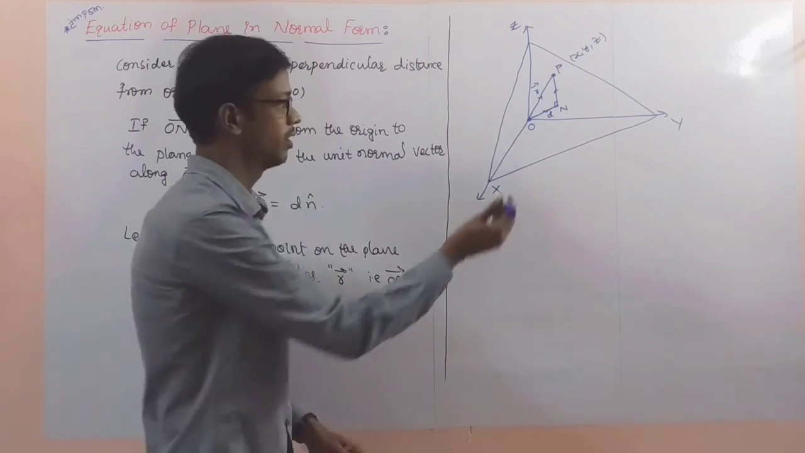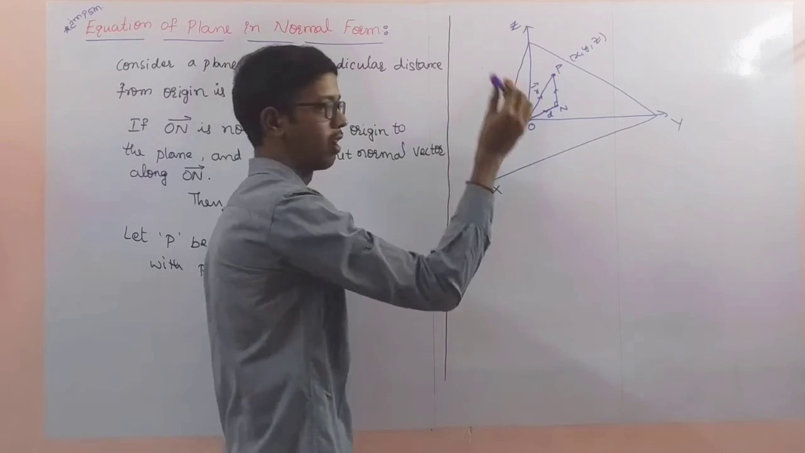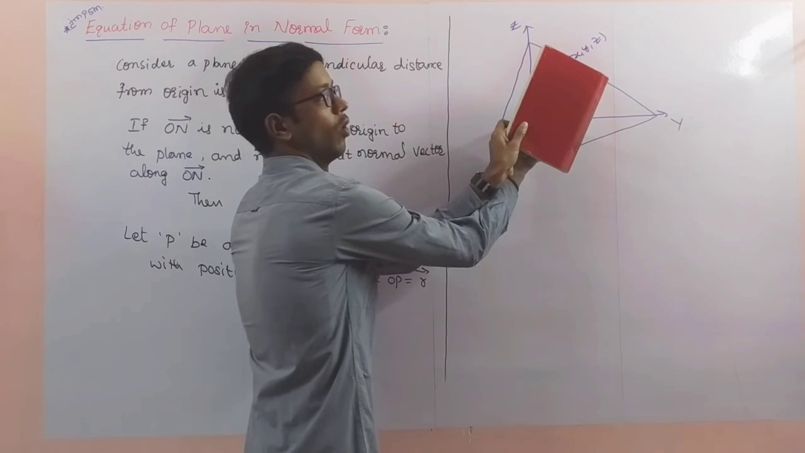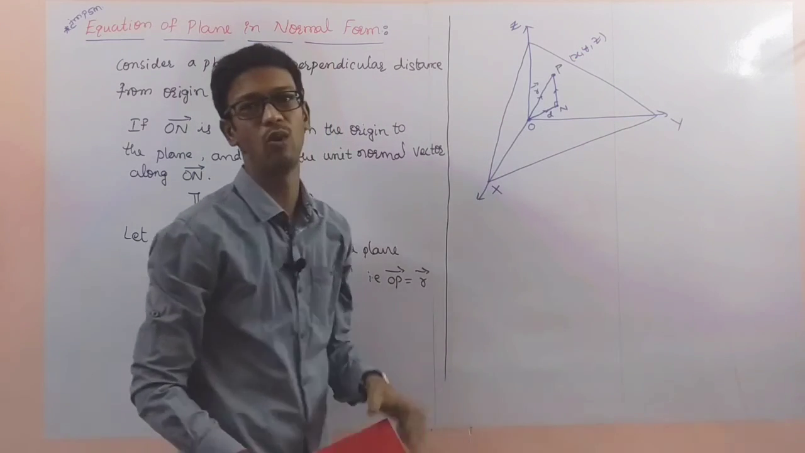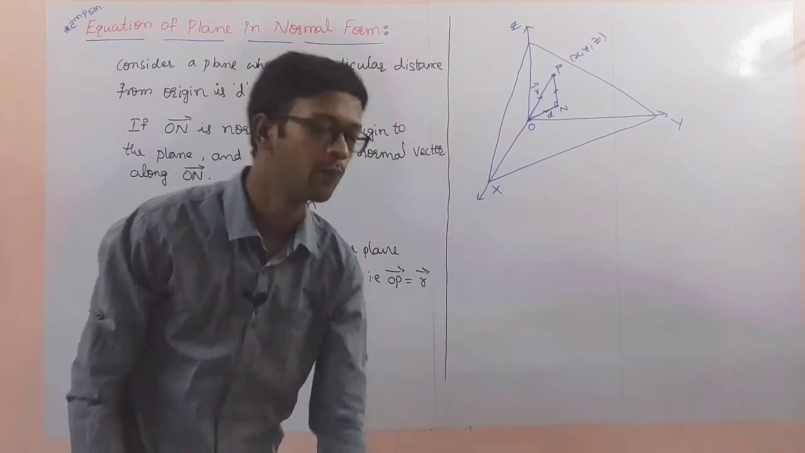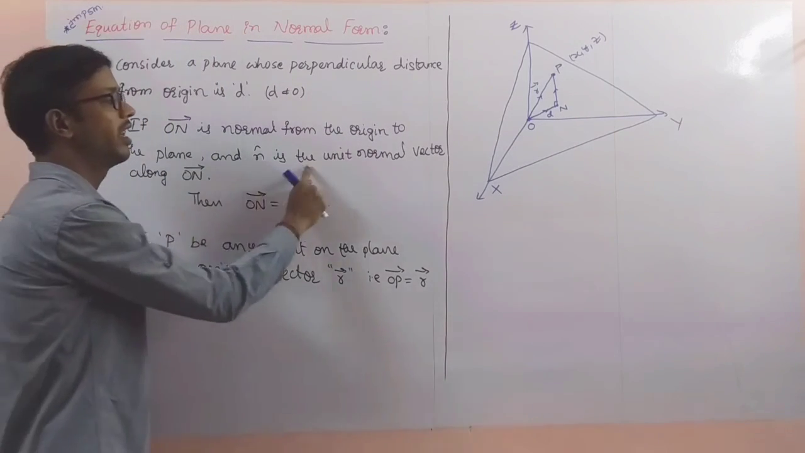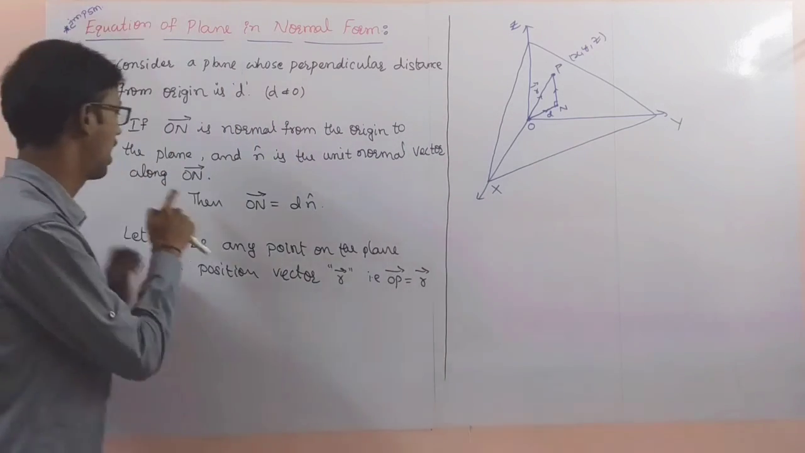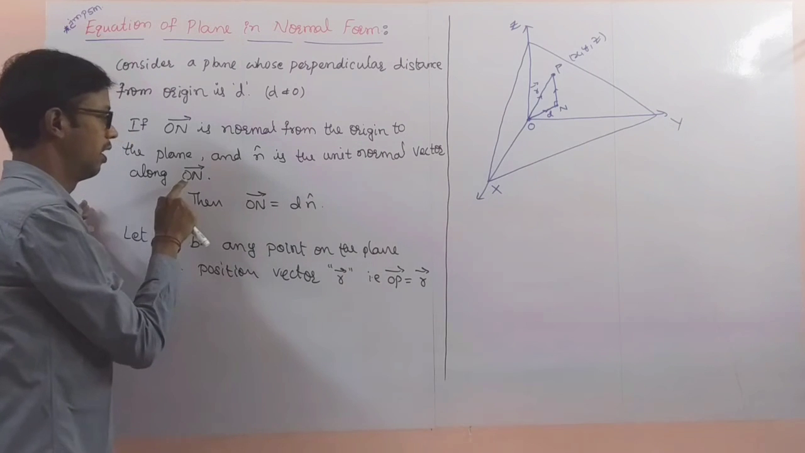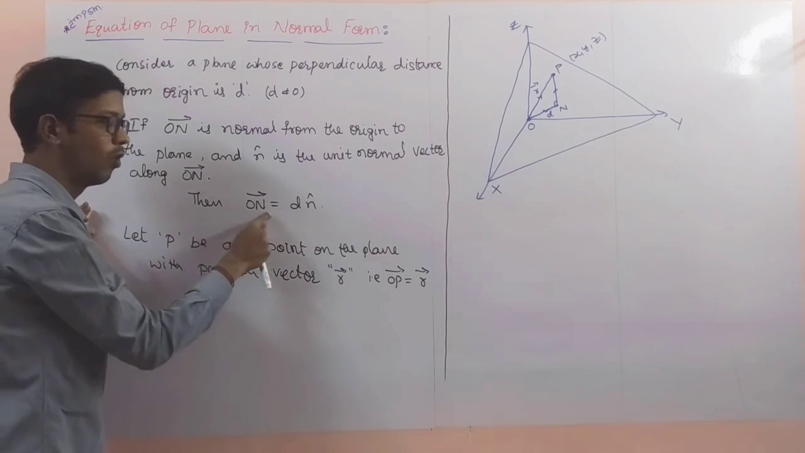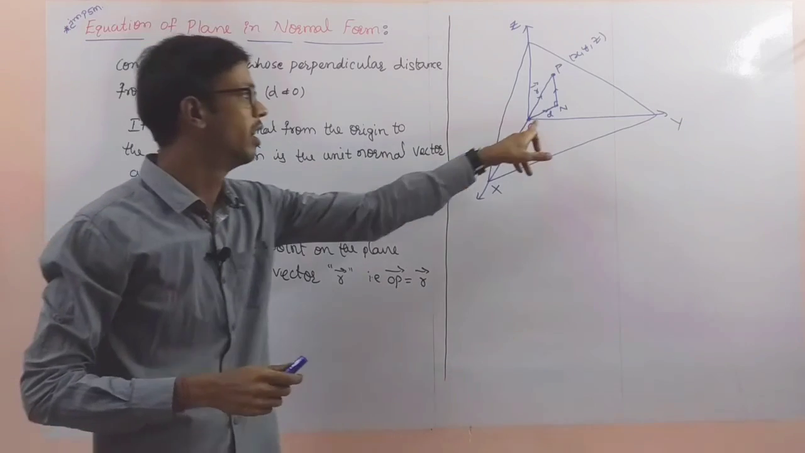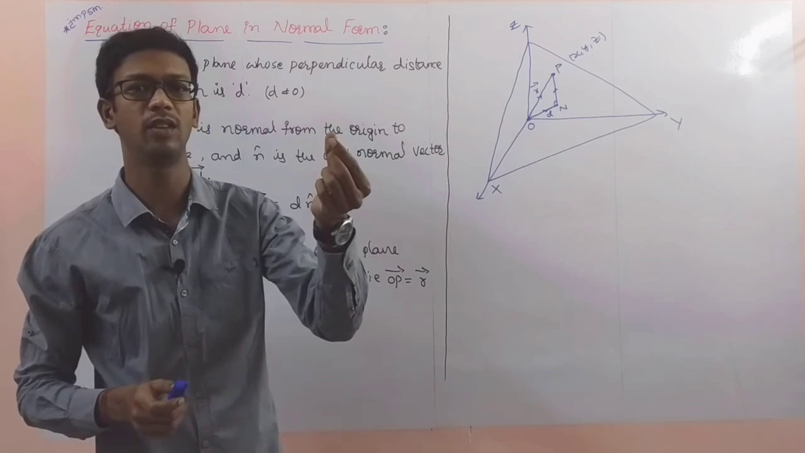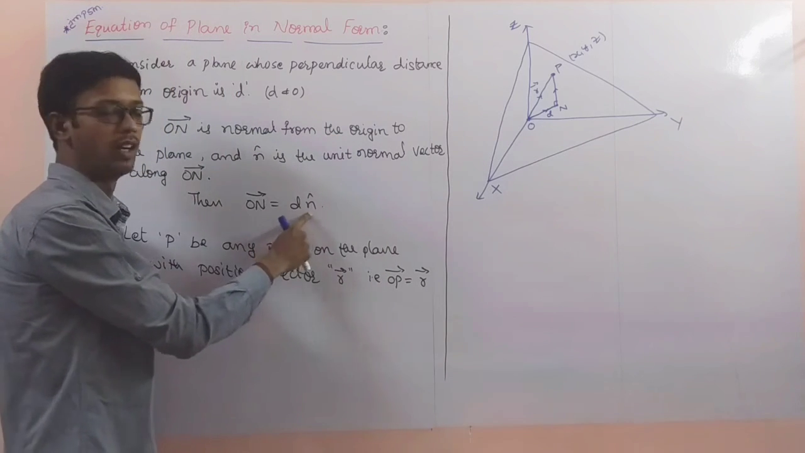Actually, how it is there: this is the origin, this is ON bar. This is the perpendicular to ON bar, normal to ON bar. You have to imagine this diagram in 3D. Next, n cap is the unit vector of ON bar. Then the ON bar vector has distance d, and n cap is a unit vector, so the total vector will become d into n cap.